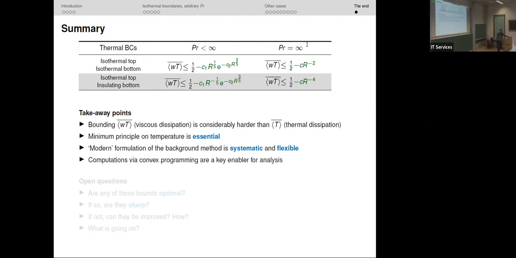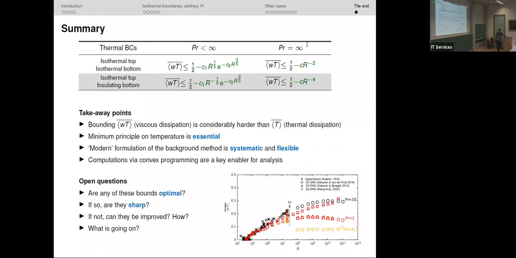And then a side point is that computations, trying to implement this bounding framework computationally, is actually quite revealing. And it was a key enabler for the analysis in this case, because it revealed this fine boundary layer structure, which I would never have come up with myself. Maybe someone cleverer than me would have, but I would not have done that.